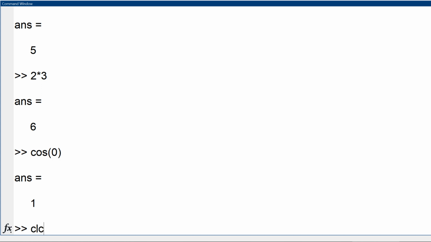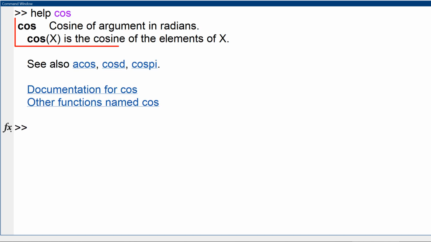You can type clc to clear the command window. You can use Home as an alternative. To find detailed information on a given built-in function, you can use help followed by the built-in function name. For example, if you want to learn more about the cosine function, type help space cos. You can see the functionality, syntax, etc. You can also see a list of relevant functions that you may be interested in learning.